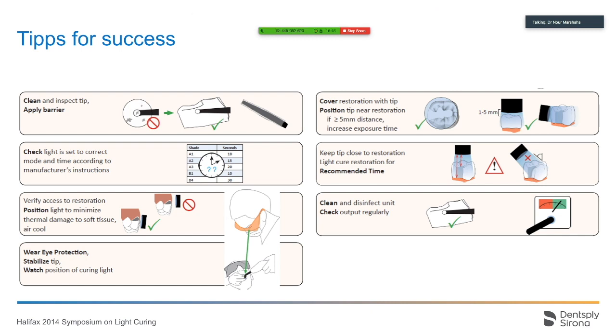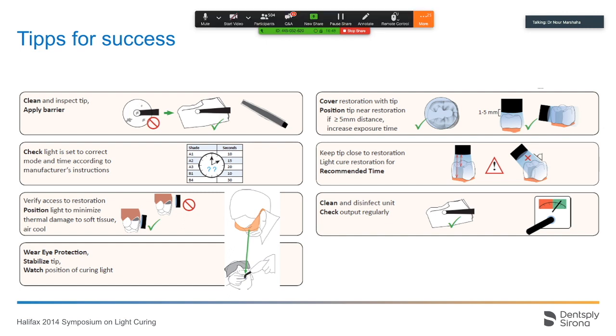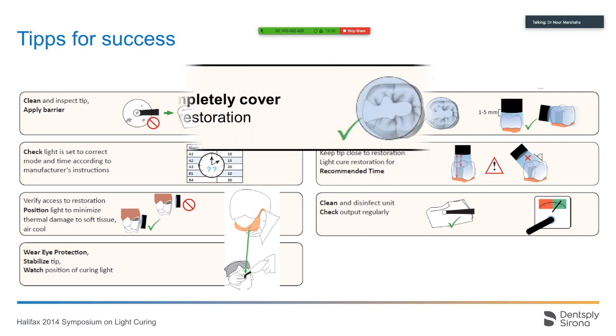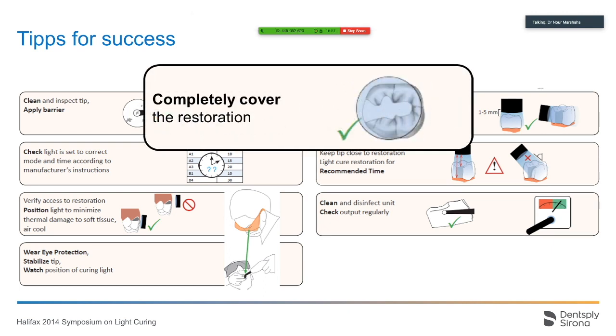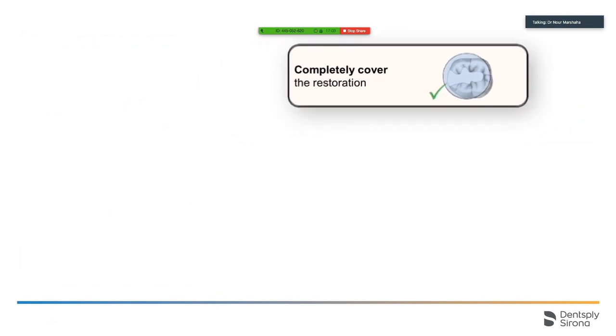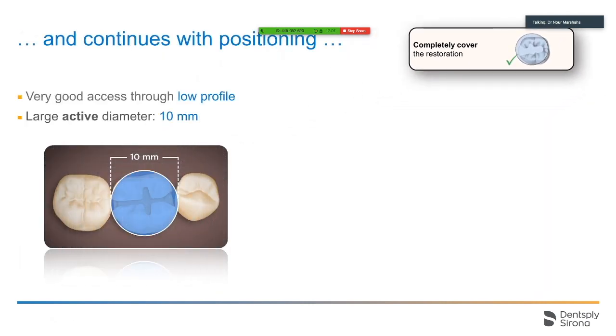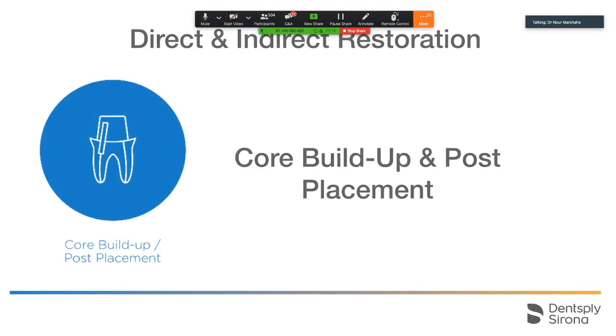Okay, near the restoration. You have to keep it near and work for the recommended time. When you're done, clean and disinfect and check the output regularly. So keep in mind, you have to completely cover the restoration by light curing and continue with positioning. A large active diameter of 10 millimeters is always recommended.